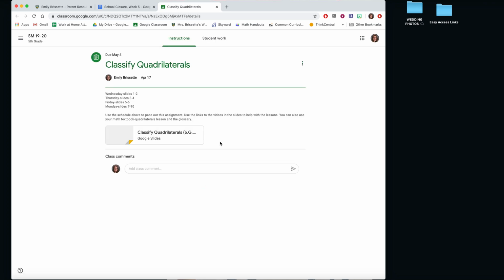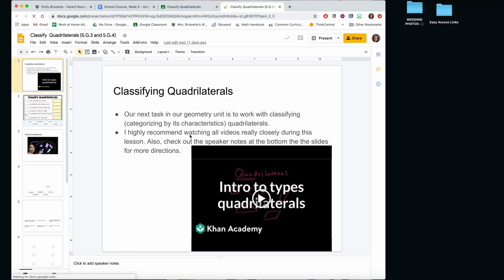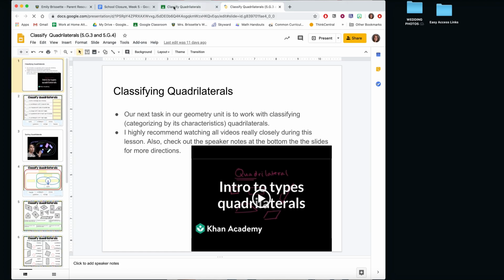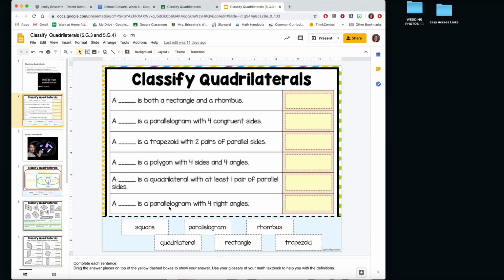For math, we're done with triangles and we're working on quadrilaterals. We're continuing just working on naming the shapes. So your job today is to work on slides 1 and 2. This first slide is all about introducing quadrilaterals, and there's a Khan Academy video for you to check out, which should work. And then there is a slide for definitions where you'll just toss in the name of the quadrilateral next to the definition. You're welcome to use chapter 15 in your math textbook or your glossary as a resource for that.